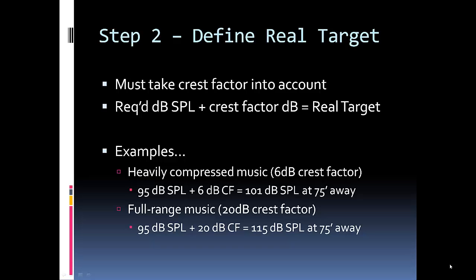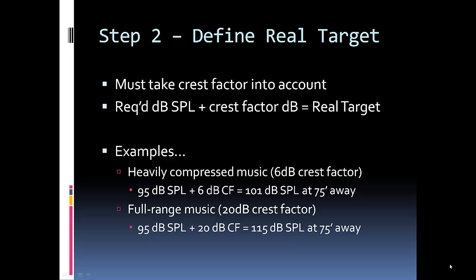So if we want that average level to be 95 dB SPL at that location, then we also need to add that crest factor as headroom to the sound system. So now our 95 dB SPL system, if we have a 20 dB crest factor, is going to be 115 dB SPL. Now in this case, we're going to use an example of heavily compressed music, which has approximately a 6 dB crest factor. So we take 95 dB SPL from step 1, add the crest factor of our program material, and that will give us the real target: we need to deliver 101 dB SPL at that 75 foot away location. This is because we're only really hearing the average, but we need to leave enough headroom for the crest factor of the program material that we're amplifying.